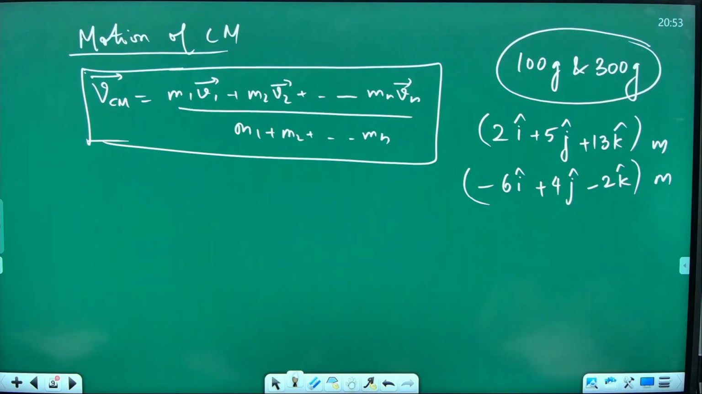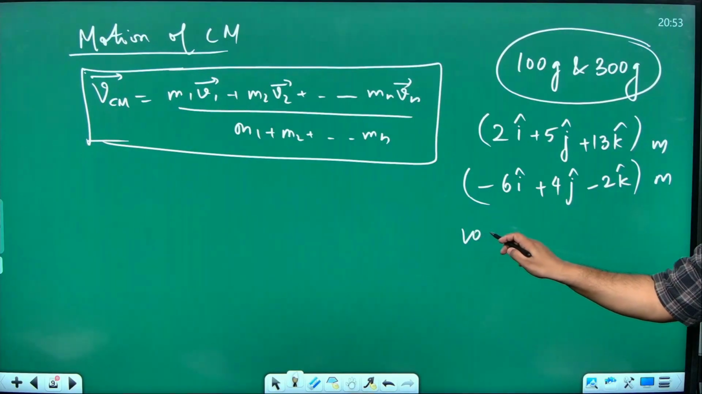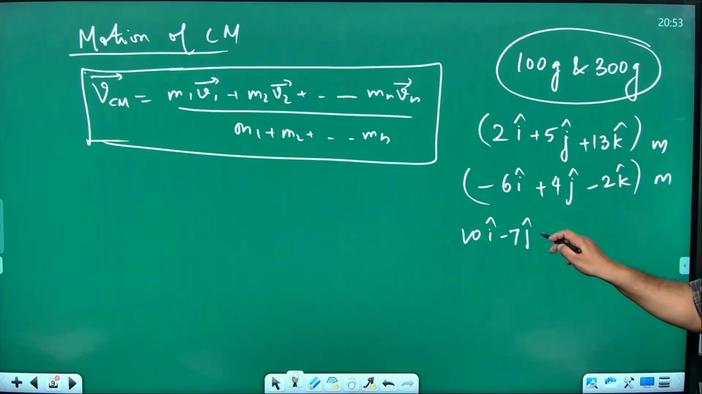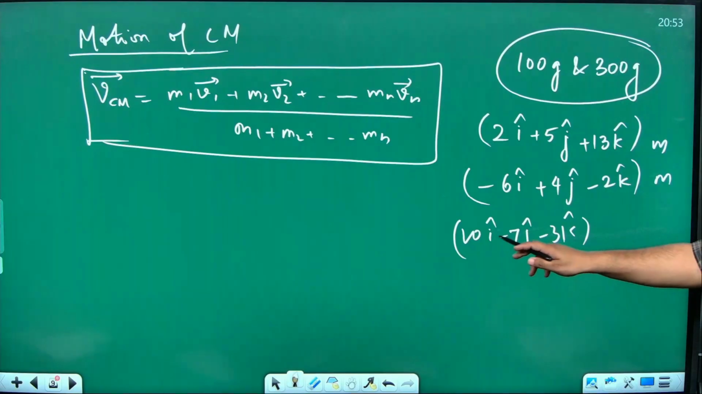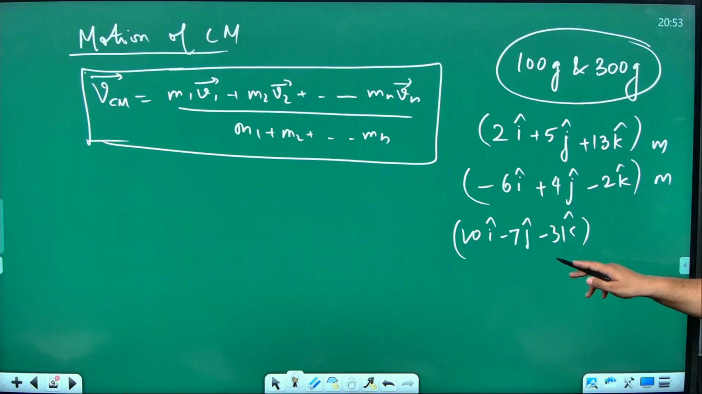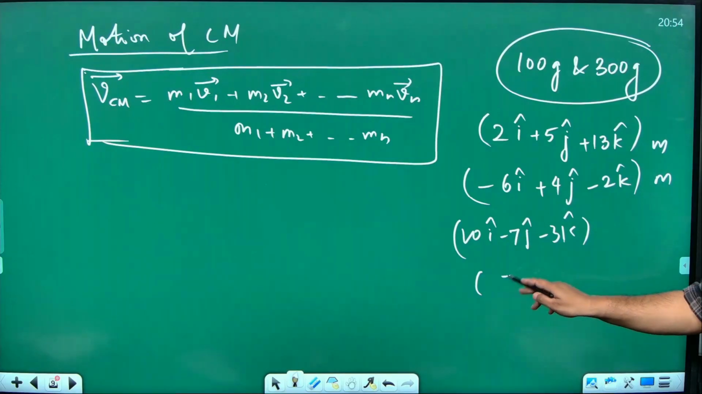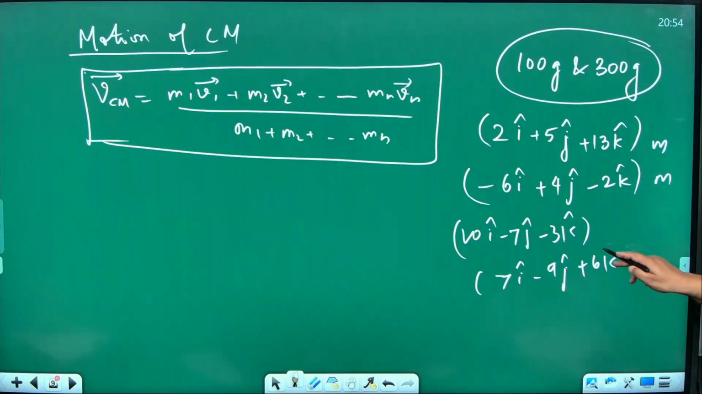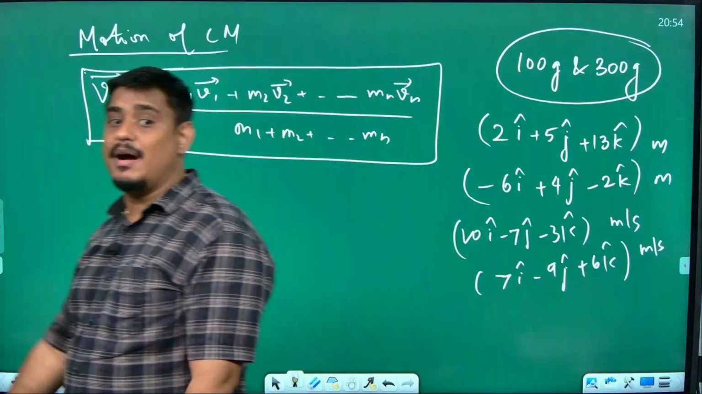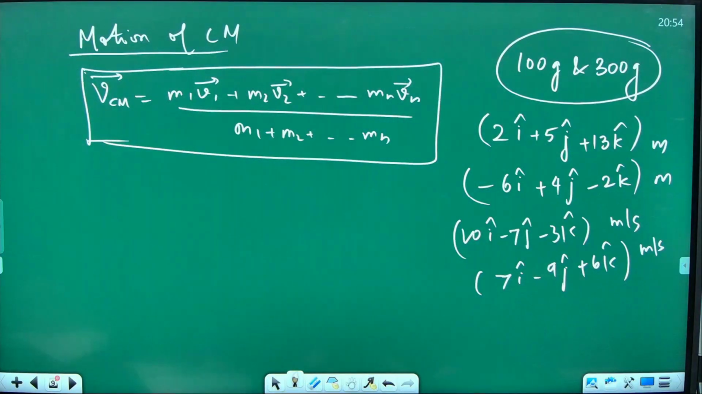And velocities 10i cap minus 7j cap minus 3k cap. Everything is on the board here, copy from here, okay. 10i cap minus 7j cap minus 3k cap and 7i cap minus 9j cap plus 6k cap, obviously meter per second respectively. Determine the center of mass and its velocity.